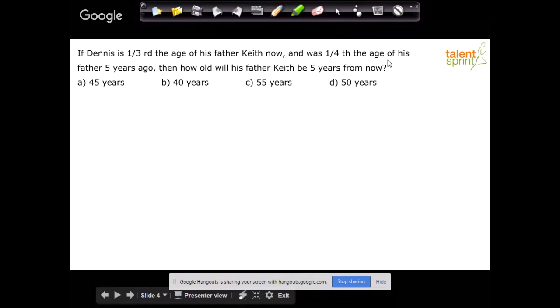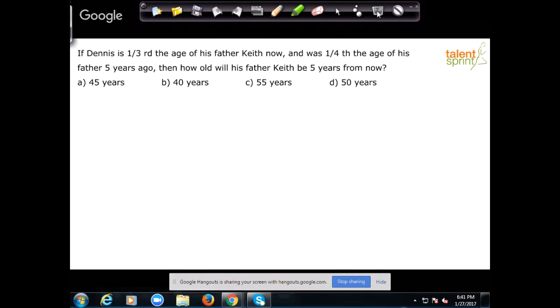Dennis is 1/3 the age of his father Kate now, and he was 1/4 the age of his father 5 years ago. So how old will his father be? His father is Kate, right? How old will his father be 5 years from now? Kate is the name of the father, right? How old will his father be?